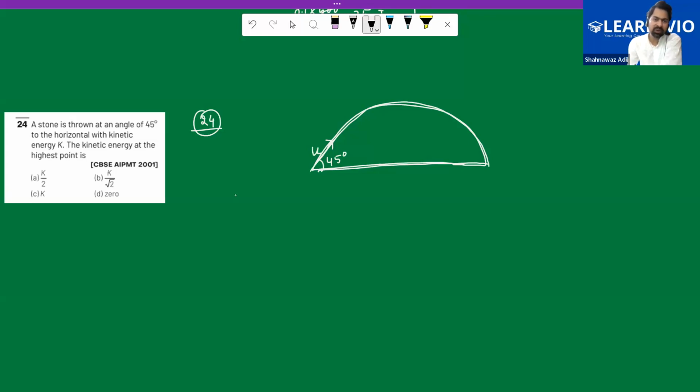What do we know about this thing? At 45 degree with energy K, let's say this height is h. Or we'll not need this height, right? But we know that, let's say, this is one point and this is the second point. So at point one, the kinetic energy is simply half m u square.